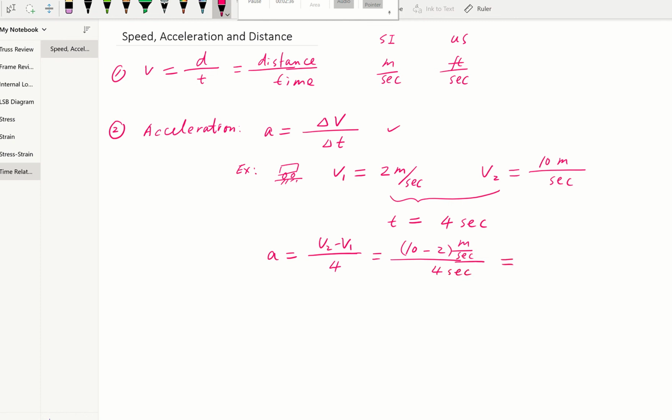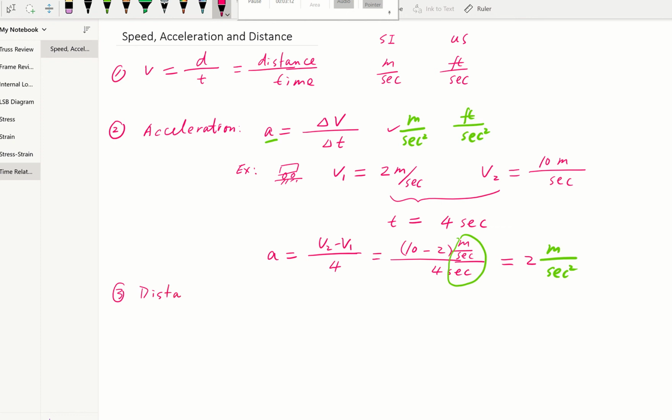So you do the math, we'll get 2, and let's figure out the unit. The unit is right here, right? You have meter per second, then divided by second, so it's meter per second squared. That helps us figure out the acceleration unit. For SI, we'll have meter per second squared. And for US units, we will have foot per second squared. Right, that's acceleration.